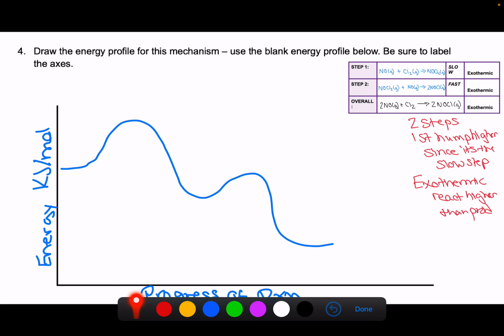So we're going to start up over here. I draw my first hump. Here goes my second hump, and here's my products. Do make sure that you label energy in kJ per mole, and then the progress of the reaction over here.